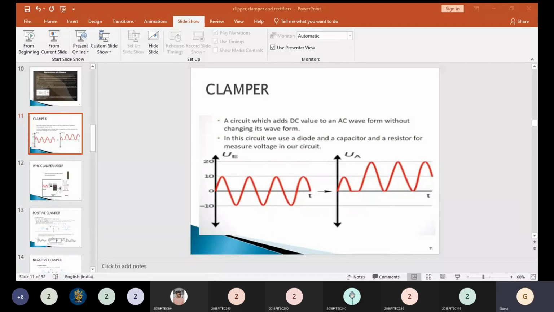What is this full wave rectifier? Again the same circuit diagram. Instead of using a single diode, we are using a two diode concept. So two diodes we are using here, D1 and D2. During positive half cycle, what happened? Diode D1 will be on. During negative half cycle, diode D2 will be in on condition.